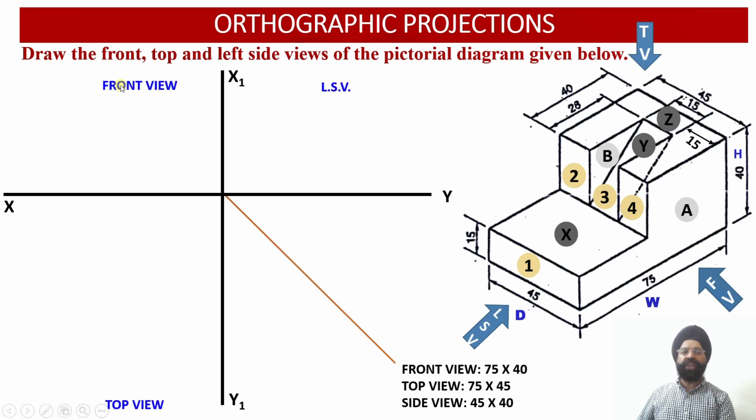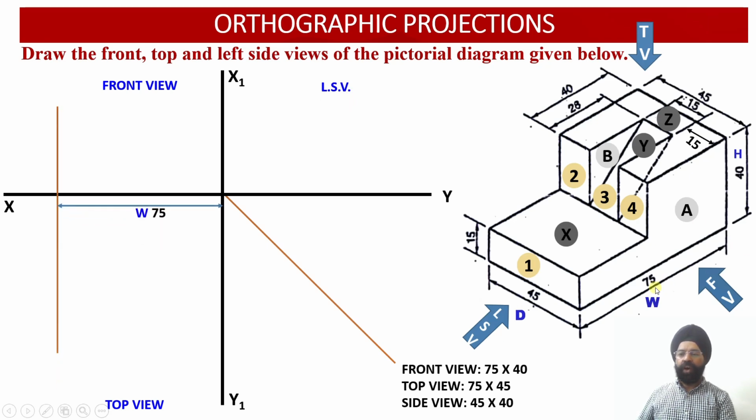So this is the position where the front view will be drawn. The top view will be drawn below the XY line, the front view will be drawn above the XY line as per the first angle conventions, and the left hand side view will be drawn on the right hand side. Let us start with the front view.